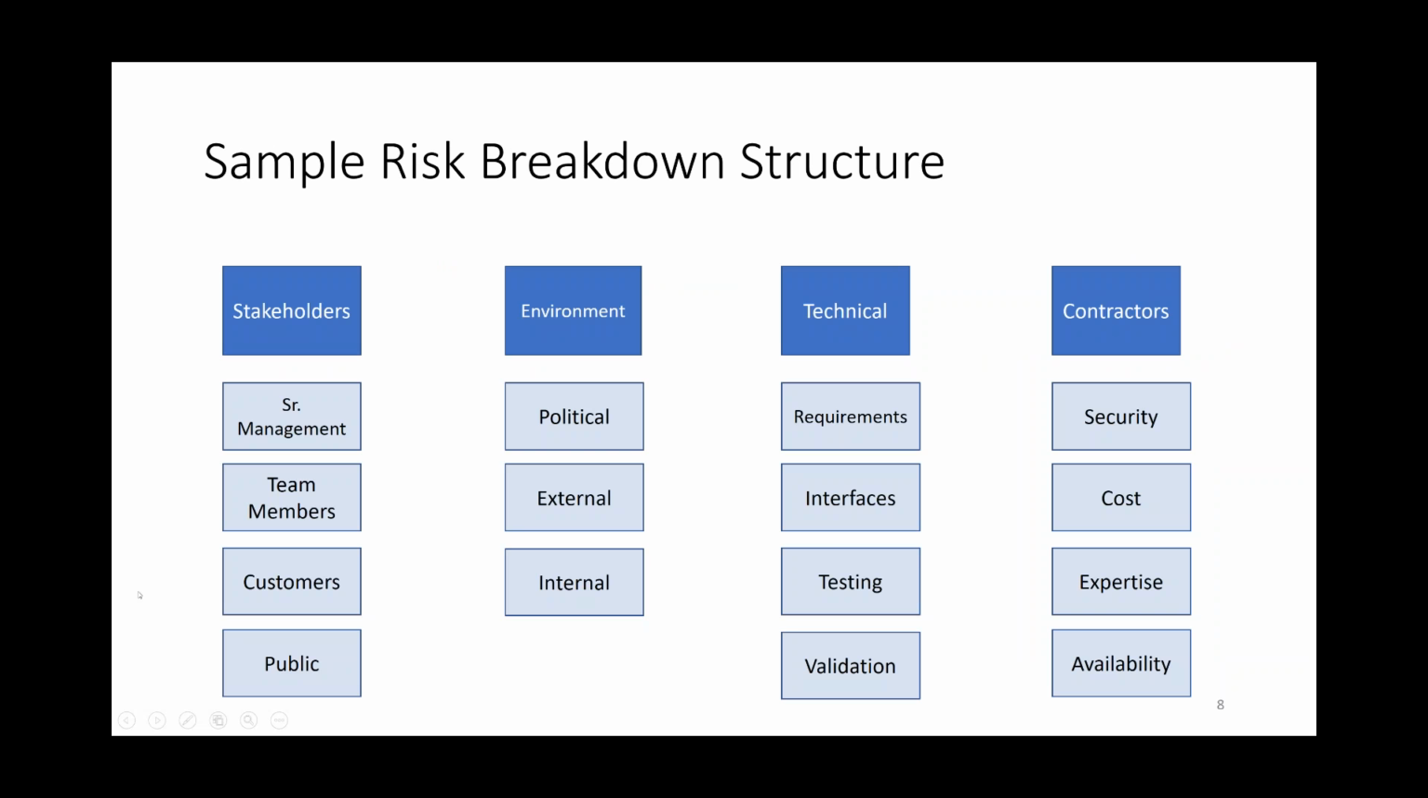Okay, so you can see here is a sample risk breakdown structure, and this is very generic. This is not necessarily about the Greenleaf Farm. It's just a generic way that you could break down stakeholders for any project. Like you could say my sponsor is one, senior management, team members, customers, the public.